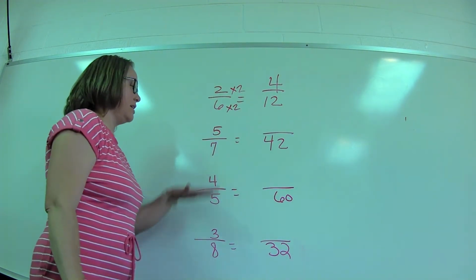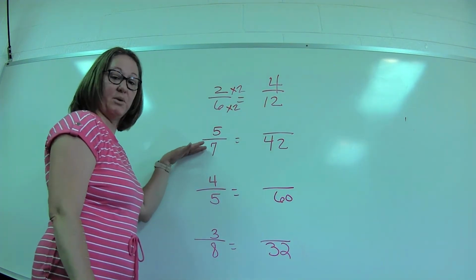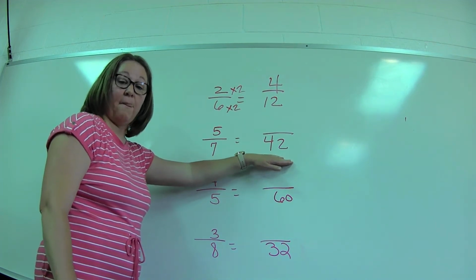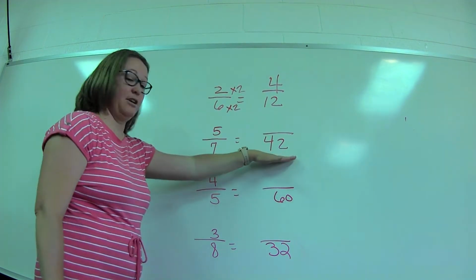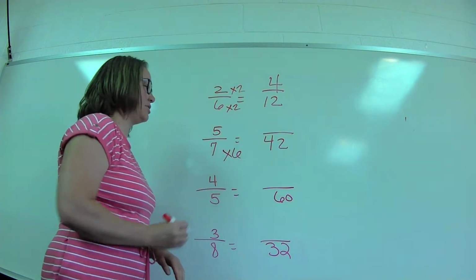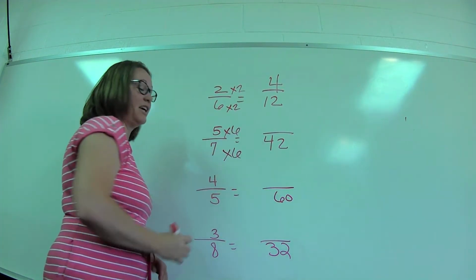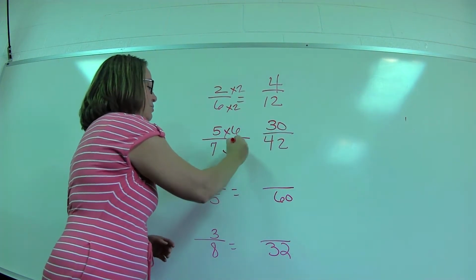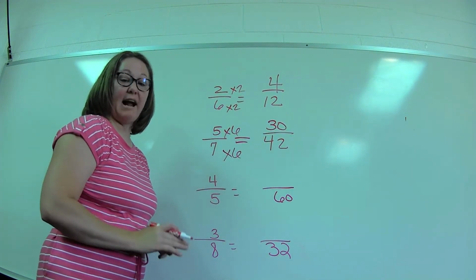Very good. Now we have 5/7. We want to make an equivalent fraction with 42 as the denominator. How many times does 7 go into 42? That's right. 7 times 6 equals 42. So I need to do 5 times 6. 5 times 6 is 30. So these are equal. These are equivalent fractions.